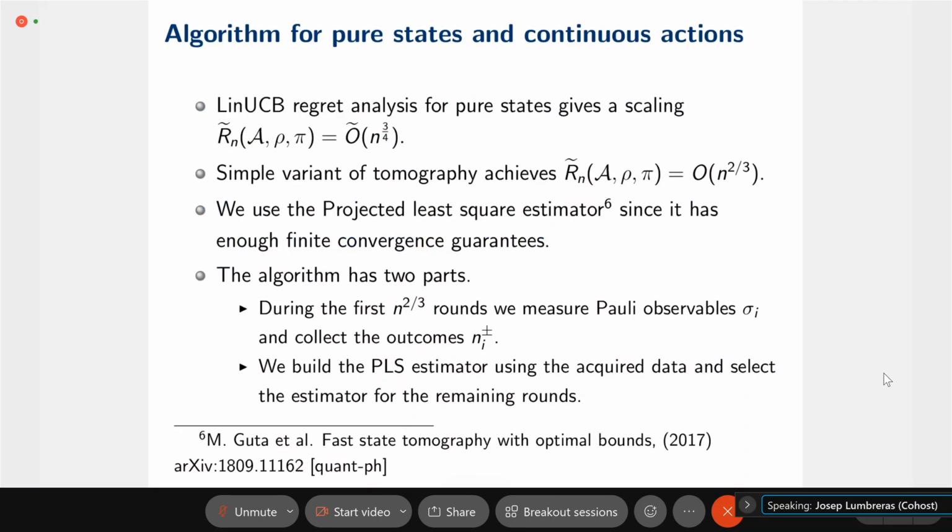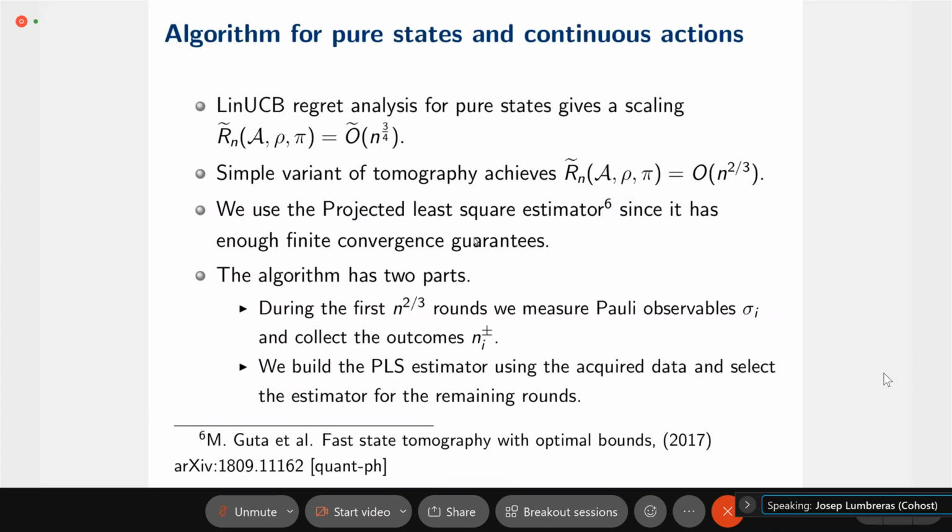But actually, a simple variant of tomography achieves a better regret that goes as n to the 2/3. And yeah, this is a sample. This is a very simple variant of tomography, because the only thing that we do is base this algorithm on the projected least squares estimator, from the paper on fast state tomography with optimal error bounds. And this algorithm is very simple. It has only 2 parts.